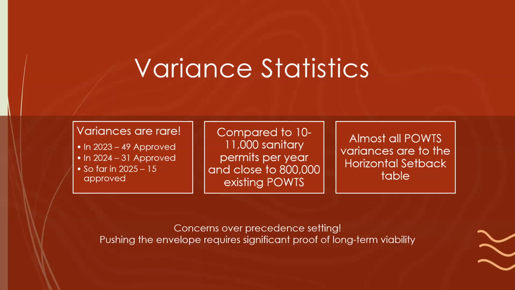But it's still important to talk about them because it is a procedure and a policy that is possible. Just so people are aware, almost all, 99% of POWTS variances are to the horizontal setback table. So our setbacks. There are a few, anything in the code can be petitioned, but that is what typically we see variances for. When we look at a variance application, we have a lot of concerns, and I'll go through them.